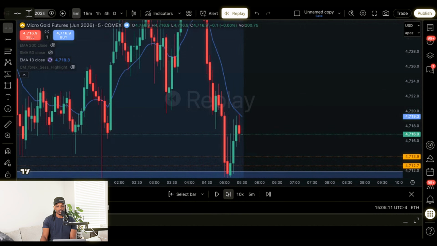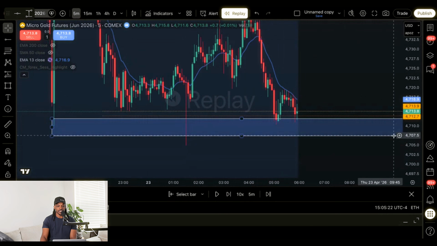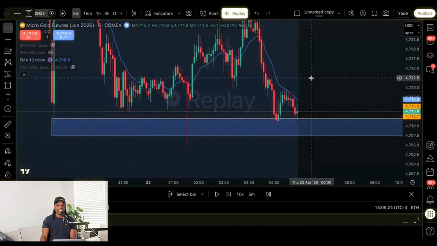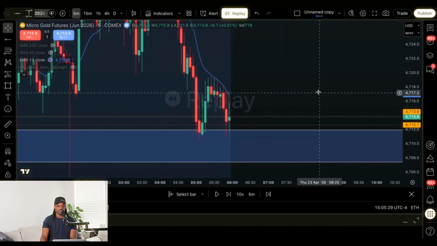It doesn't close above the 13. Doesn't close above the 13. And so now we have a quadruple bottom. Okay, we have 1, 2, 3, 4. That's even a better way of taking this particular trade.